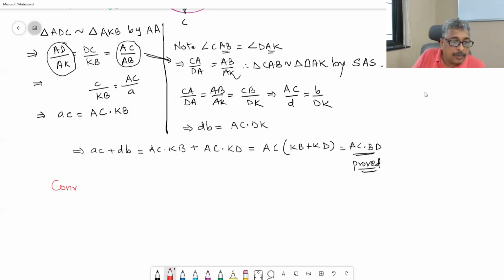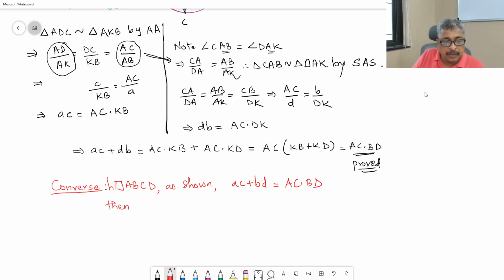Converse. In quadrilateral ABCD, as shown, if AB into CD plus BC into AD is equal to AC into BD, then quadrilateral ABCD is cyclic. Now, as shown means we can use the similar diagram.